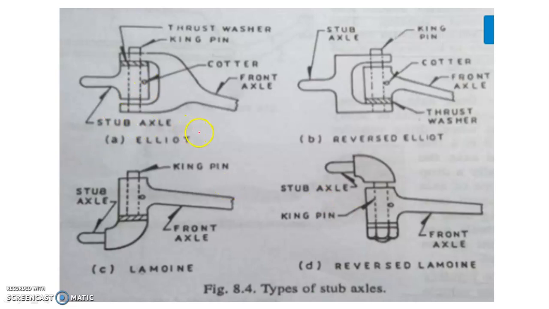So these are the shapes. Number one is the Elliot type, then this is a reverse Elliot type, then this is a Lemoine type and this is a reverse Lemoine type. So these sketches are important. You can draw these sketches because it will be asked in the examination to identify the types of stub axles. So this way we can have the information about the axle, and we have finished unit number 2.